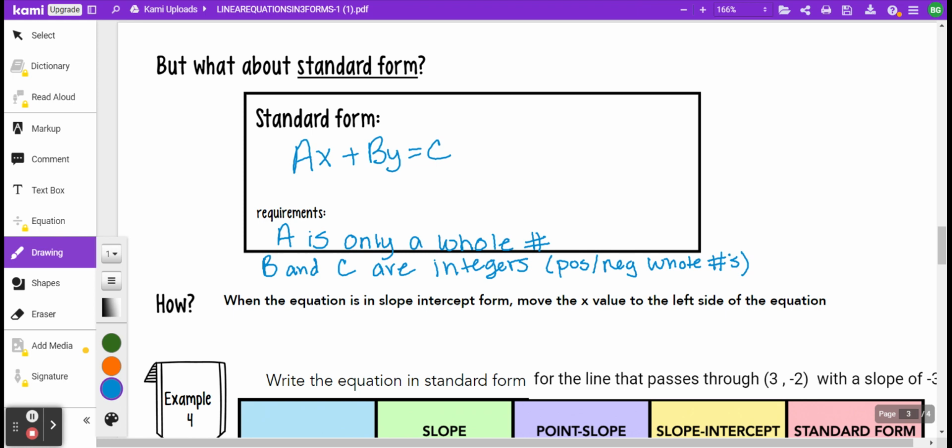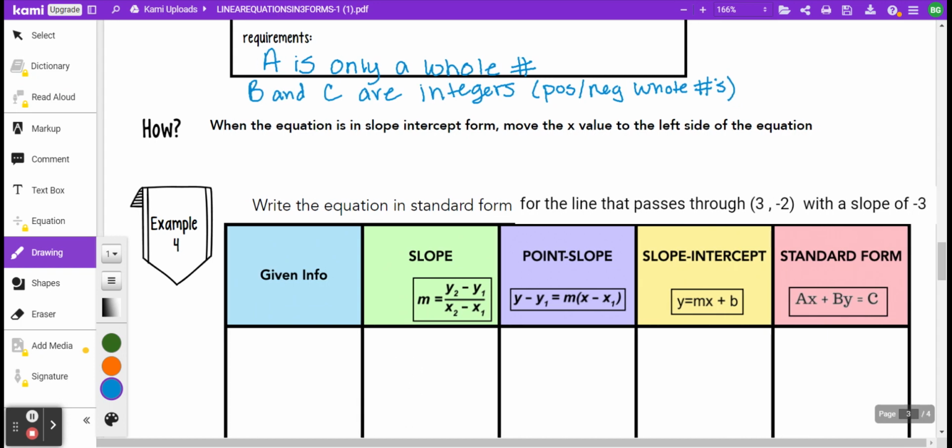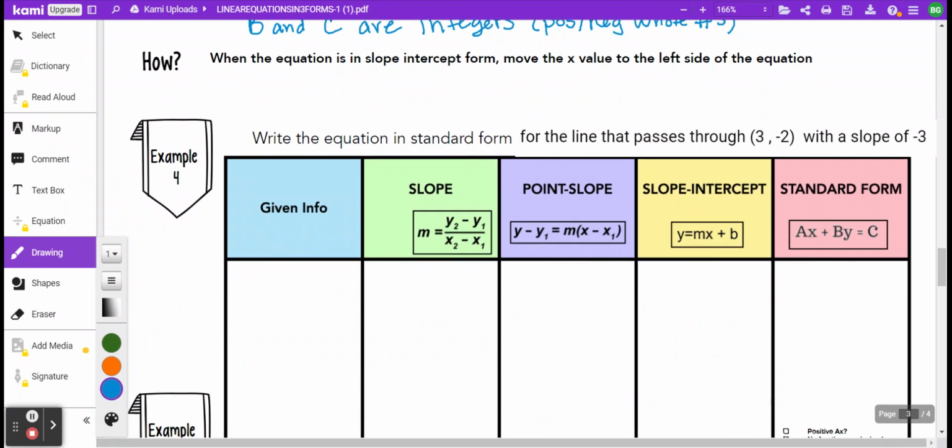So here's example 4. Write the equation in standard form for the line that passes through 3, negative 2 with a slope of negative 3. So similar to example 1, we are given a point. In this case, that point is 3, negative 2. And we're given slope of negative 3. So that second column, we're asking for slope. It gave it to us already. We're just going to write in m equals negative 3.